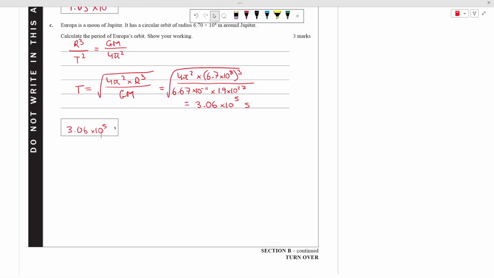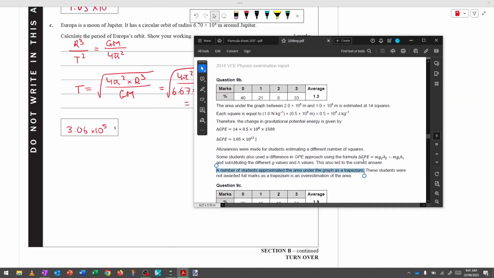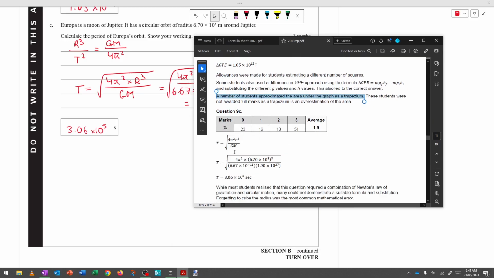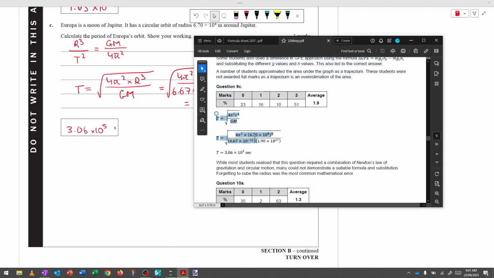There you go. Alright, double check our exam report. Yep, there you go. Same formula, same answer. It's a pretty standard kind of question, so most people got full marks for that.